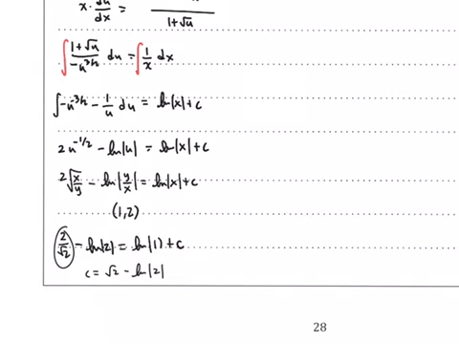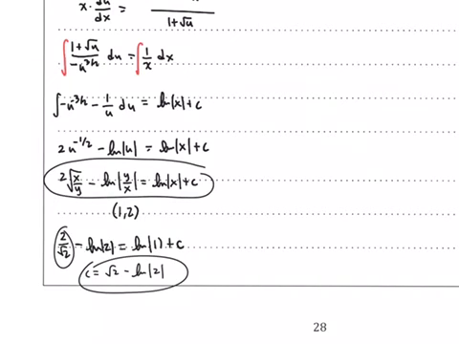That's pretty good. Now I'm going to go back to this and input c in there. So I have 2 root x over y minus ln of y over x is equal to ln of x plus root 2 minus ln of 2.